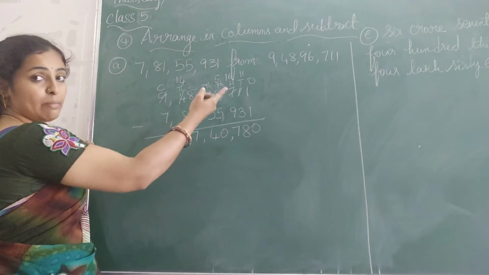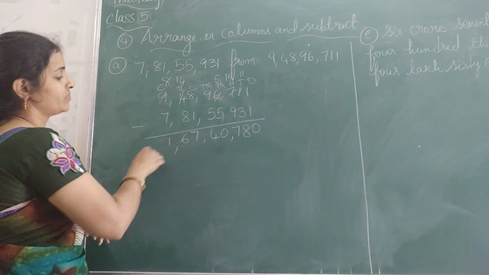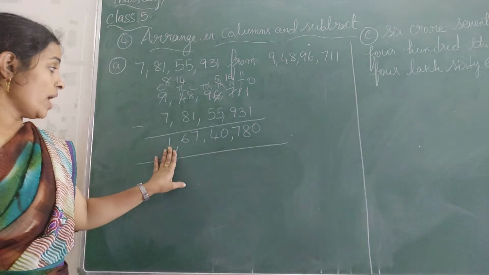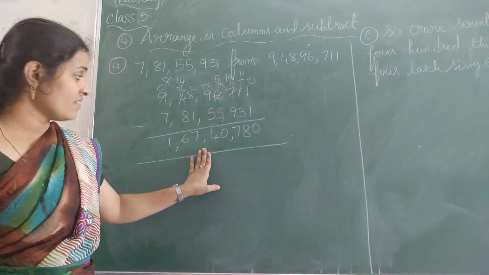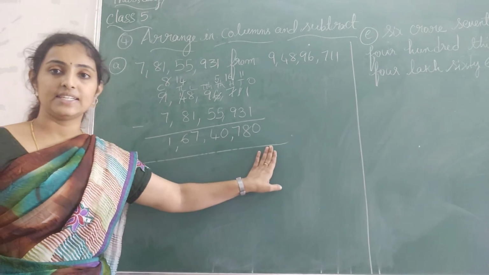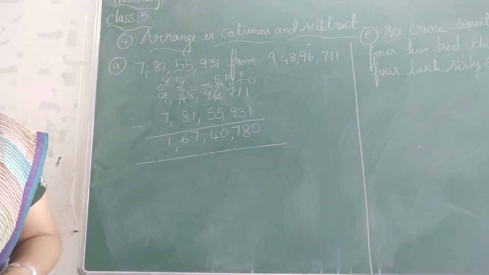So, here after giving borrow, how much will be left over here? 8. So, 8 minus 7 is 1. Yes. So, this is the required answer. 1,67,40,780 is the required answer. Now, look at the next problem.